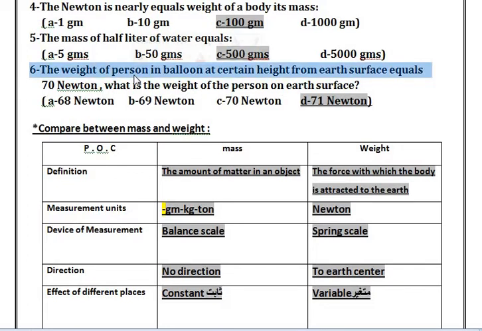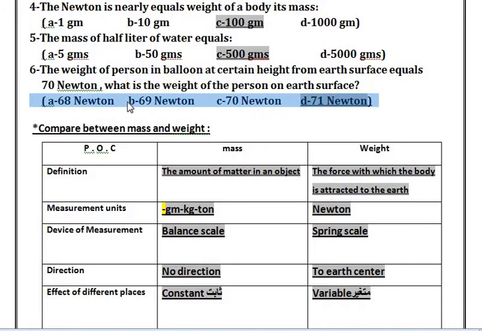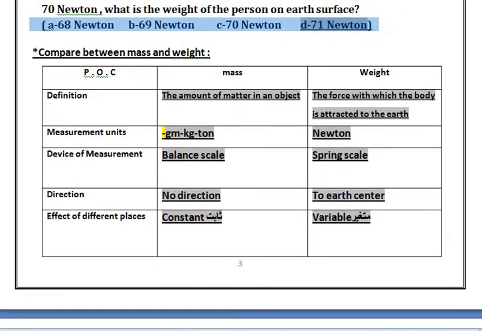The weight of a person in a balloon at a certain height. Here balloon means an aircraft. At a certain height above the Earth's surface it equals 70. So the weight of this person on the Earth's surface will surely be more than 70. What is it here? It will be 71.